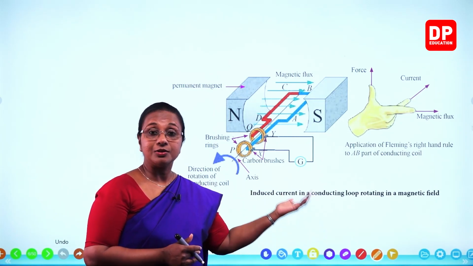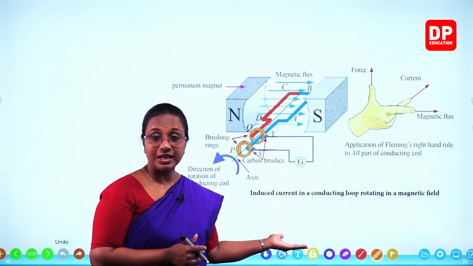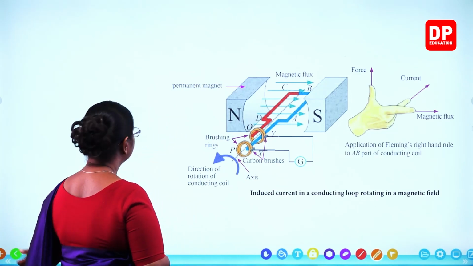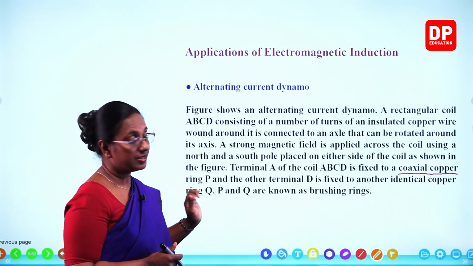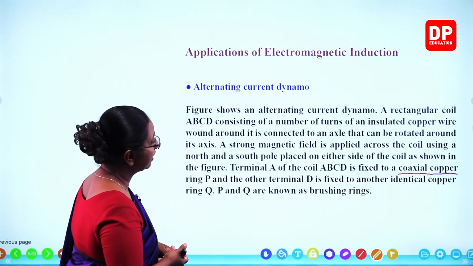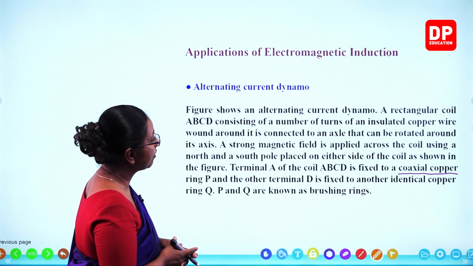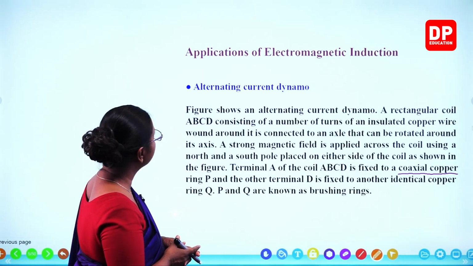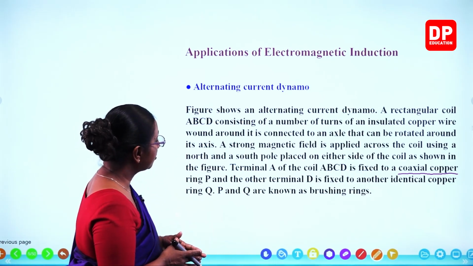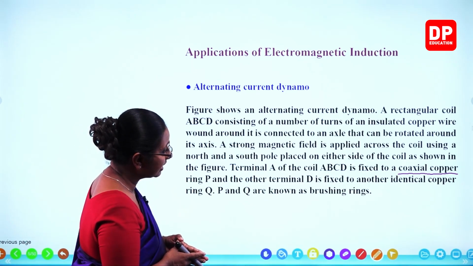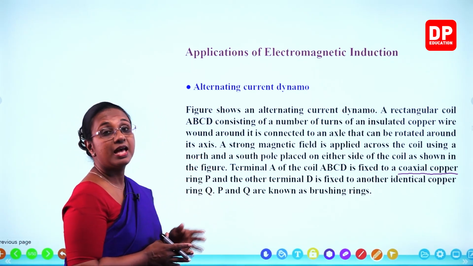So like I said, I'll go back to the previous slide where we looked at the introduction. Now you can understand this. So the figure shows an alternating current dynamo, a rectangular coil ABCD consisting of a number of turns of an insulated copper wire wound around it, connected to an axle that can be rotated around its axis.